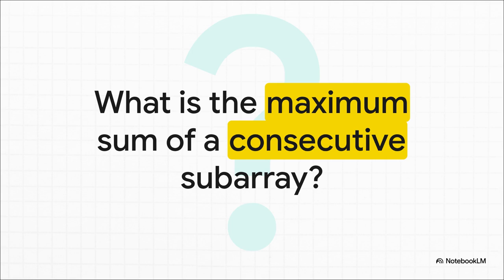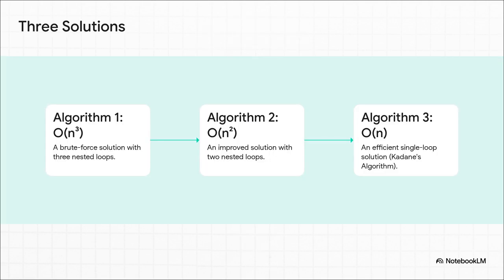And we're going to look at 3 very different ways you could try to solve this. First up, the brute force method. 3 nested loops just to check every single possible start point, end point, and add up everything in between. That's O of n cubed. Then we'll look at a slightly smarter way where we get rid of one of those loops. That gets us down to O of n squared. And finally, we'll see a truly brilliant, clever, single-loop solution called Kadane's algorithm, which is a beautiful O of n.